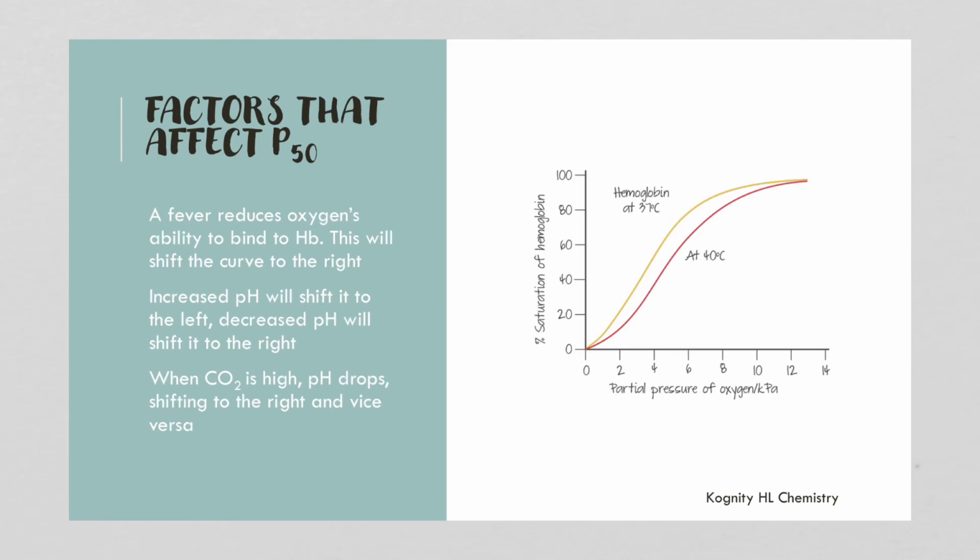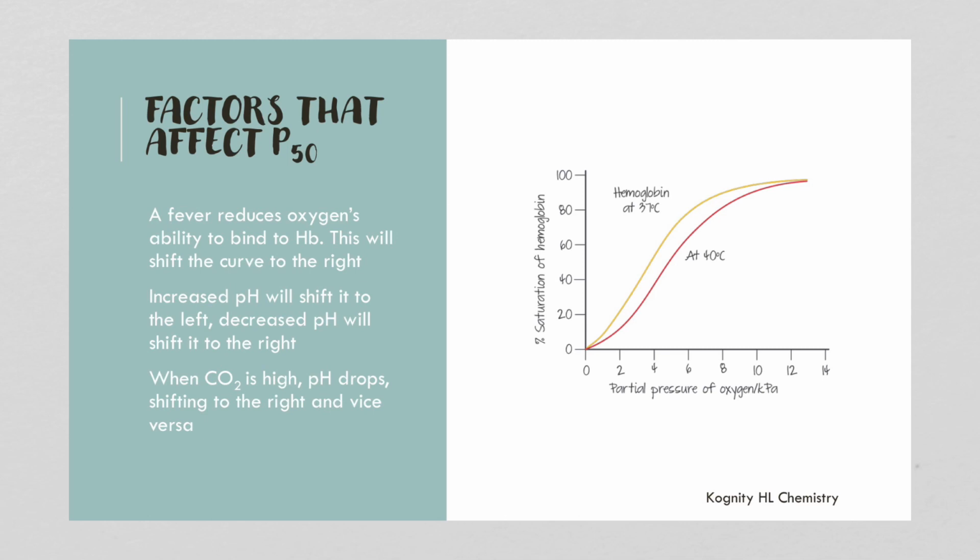There are many factors that affect the P50. So here's an example. The yellow line right here is showing our hemoglobin saturation curve at 37 degrees Celsius, so that's our normal body temperature. At 40 degrees Celsius, it's shifted to the right. The reason why is that fever reduces oxygen's ability to bind to hemoglobin, so it shifts the curve to the right.